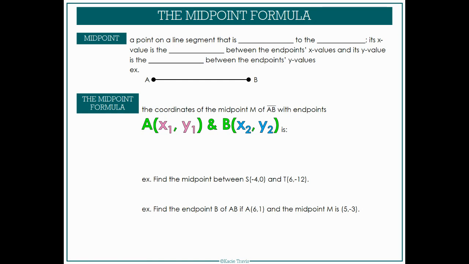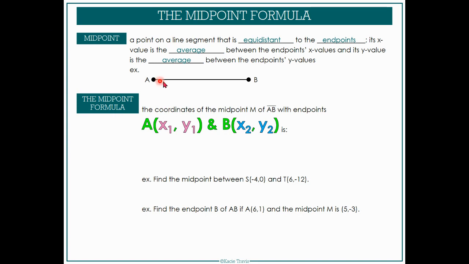Let's get into our next formula with the coordinate plane, and it is the midpoint formula. Now, this does involve, just like the last one, two separate points. Okay, and so this says midpoint. Think that we're finding the middle for this. So the midpoint is a point on a line segment that is equidistant to the endpoints. Its x value is the average between the endpoints' x values, and its y value is the average between the endpoints' y values.